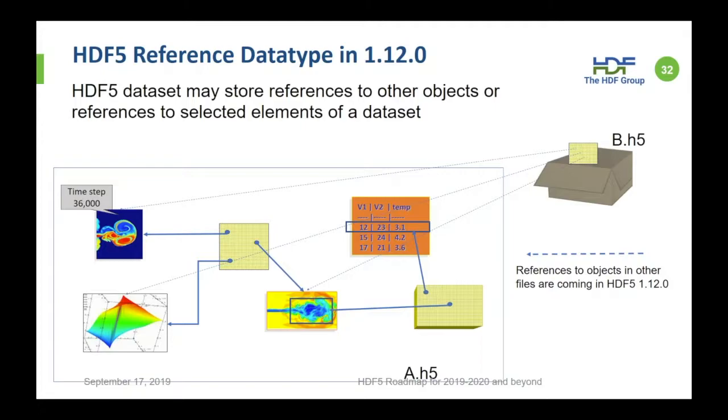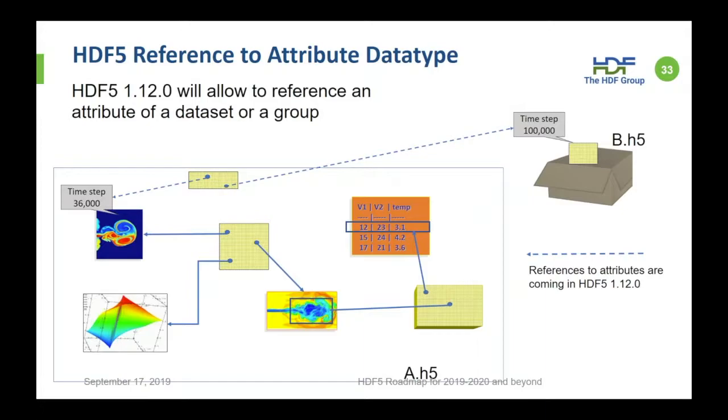And not only to the objects and regions, we also now have the capability to point to attributes that are attached to the objects, or attached to the objects in a different HDF5 file. So it's a much more flexible mechanism with a better interface, much easier to use, less cumbersome, and we hope it will perform. So this is coming in the 1.12 release.